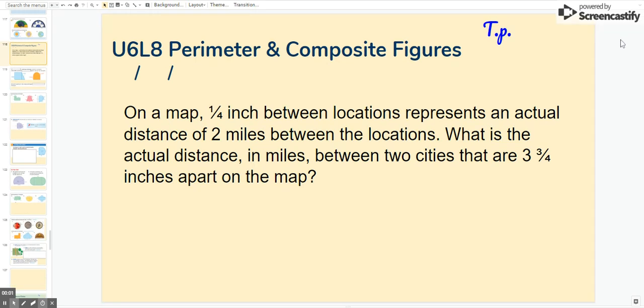In this lesson, we're going to talk about how to find perimeter of composite figures. Before we start, I need you to answer this question.